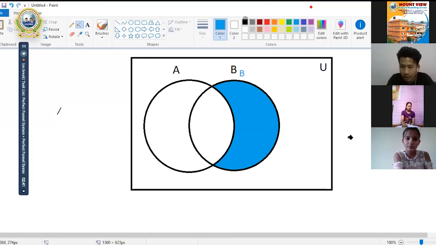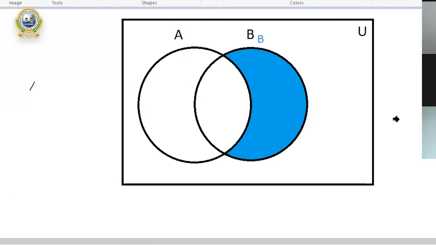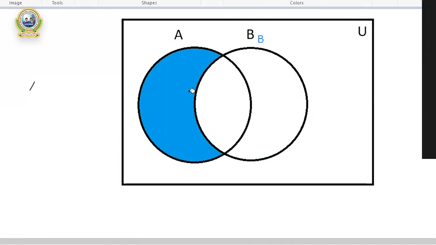Sir. Okay. All right. Let me come to Miss Priska Kotwal. Yes, sir. Okay. Do you agree with this answer? She said A minus B is the blue part. Is this correct? No, sir. Where do you want me to color it then? A. Here? Yes, sir. What about this part?